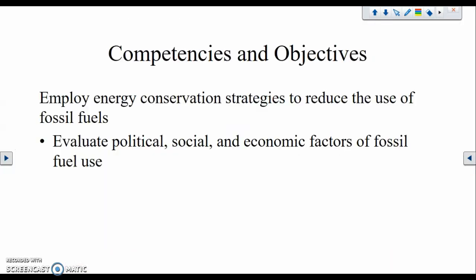So we're going to be talking about the second learning objective now, which is about the political, social, and economic factors of fossil fuel use. We already talked about the health effects, so at this point we should already know the health effects of burning fossil fuels. So we're now just going to talk about a lot of other factors in this case.